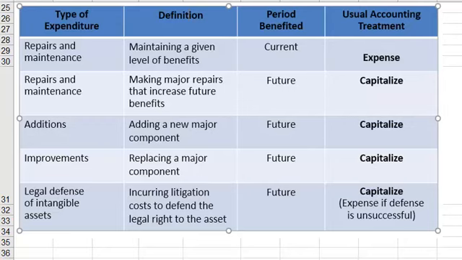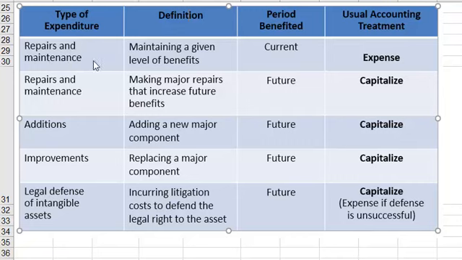Let's look at other costs that we have associated with our fixed assets. We can have certain types of expenditures, and we need to determine if they are going to be expenses or be capitalized. Capitalized means we record an asset. So what we're looking at is if we can extend the future life of an asset, that is when we are going to capitalize those costs. So a great example of this is a car. Let's just review this list quickly together.